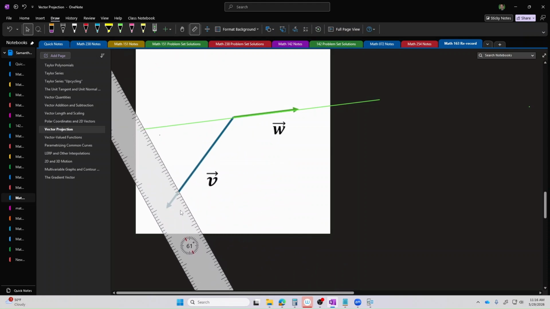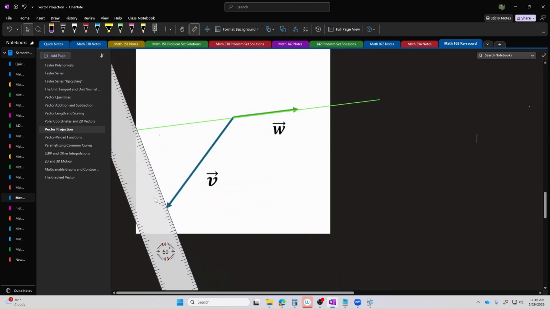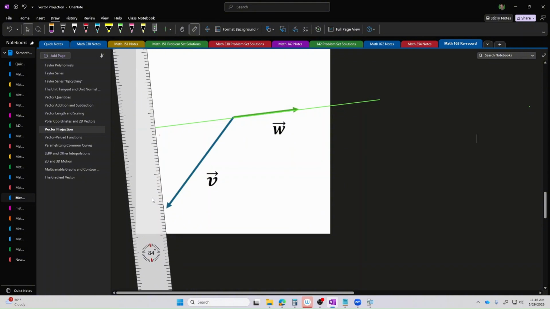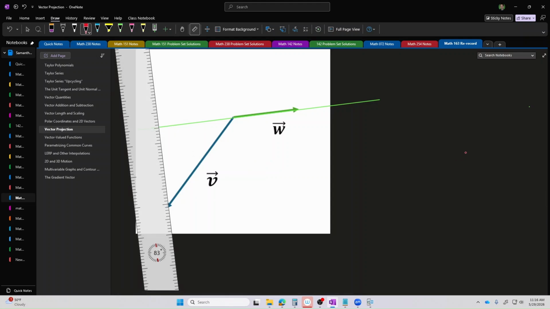I'm going to position the edge of the ruler at the arrowhead of V, and then I'm going to rotate the ruler until that ruler forms a right angle with this line and with this surface. So just about here is correct. Then I'm going to mark down a little line segment along that edge.